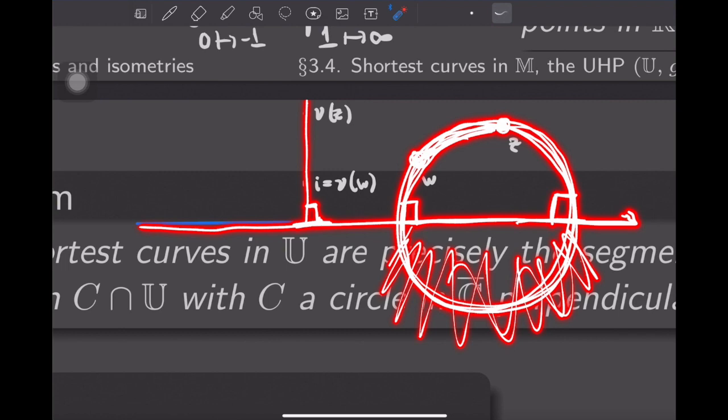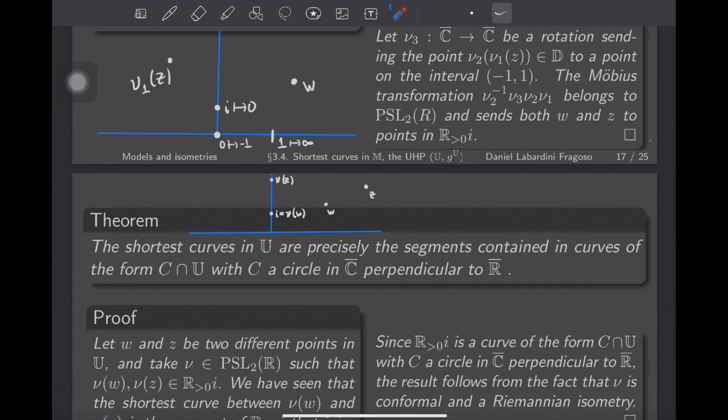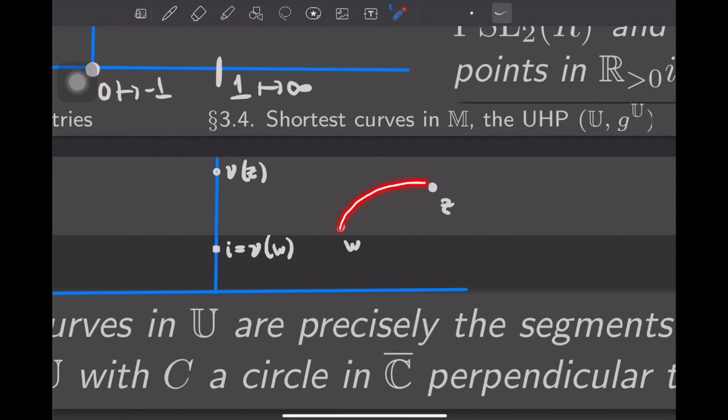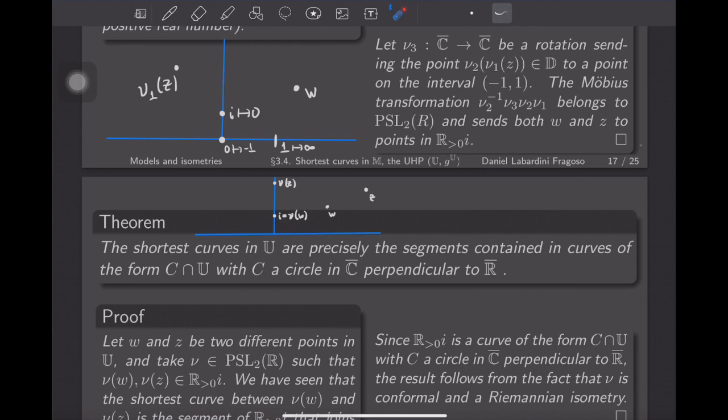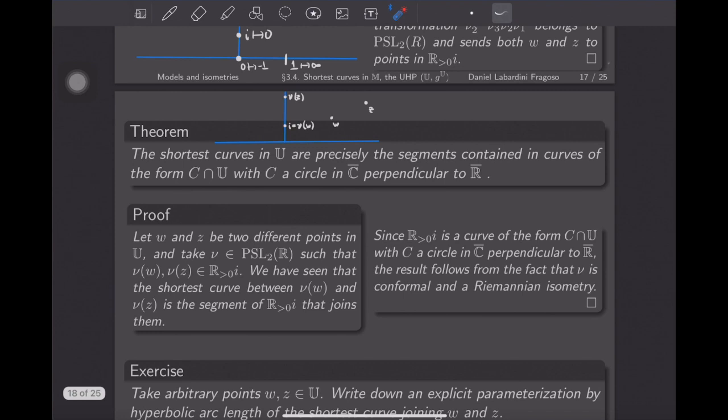Okay. Now my argument so far has only justified that between these two points there exists one shortest curve, which is a segment of a circle orthogonal to R bar. Right? And the theorem is saying more. It's saying that I already found all shortest curves in the upper half plane. And the fact that I already found all of them, I leave to you as an exercise.